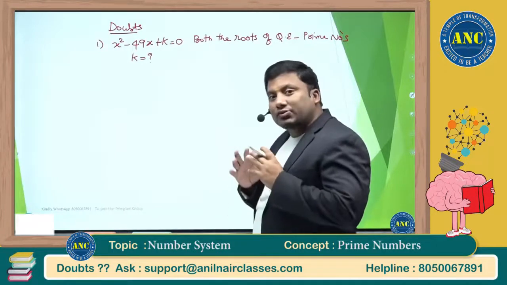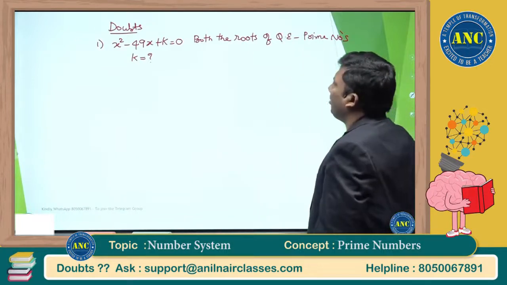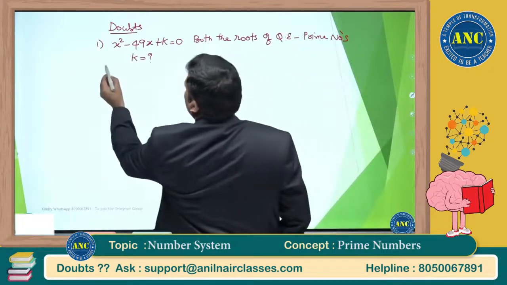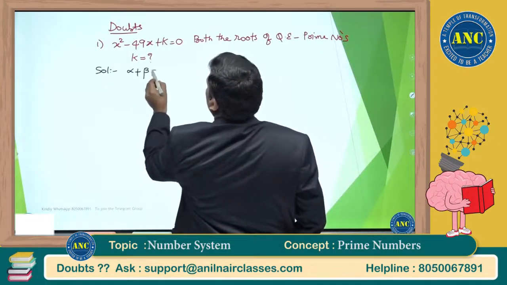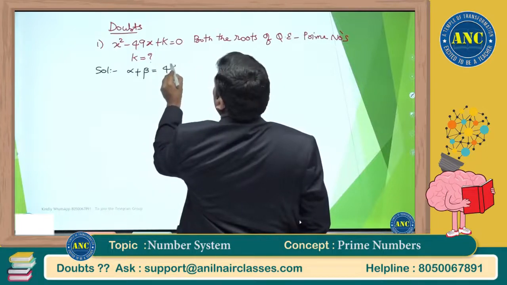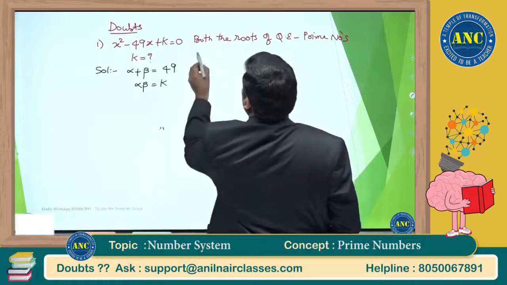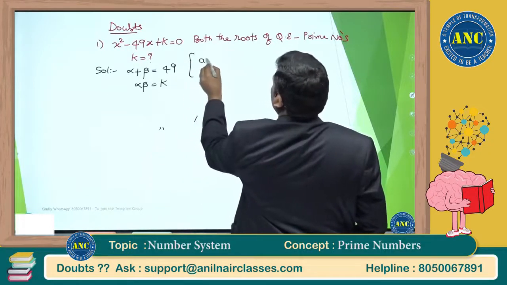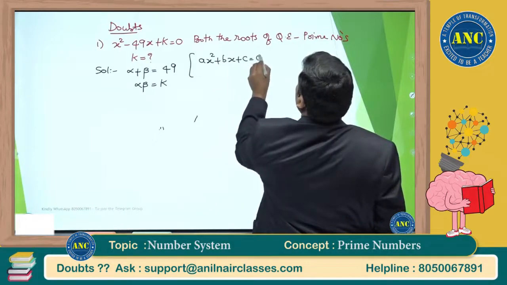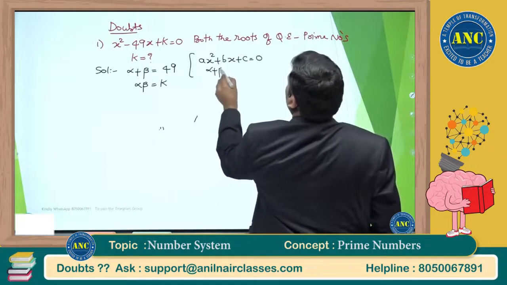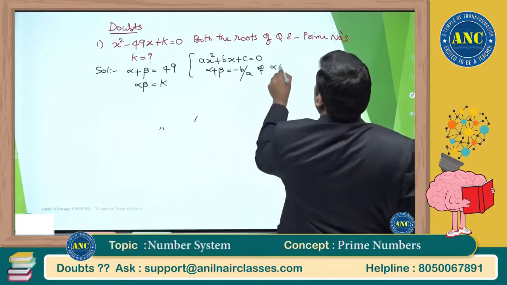x square minus 49x plus k equivalent to 0. Both the roots of the quadratic equation are prime numbers. What will be the sum of the roots? Sum of the roots will be equivalent to minus b by a, minus into minus 49, and product of the roots will be equivalent to c by a. If the quadratic equation is ax square plus bx plus c equivalent to 0, sum of the roots will be minus b by a, and product of the roots will be c by a.